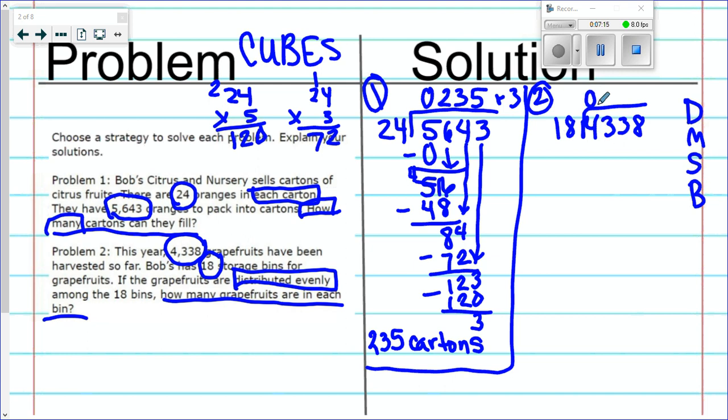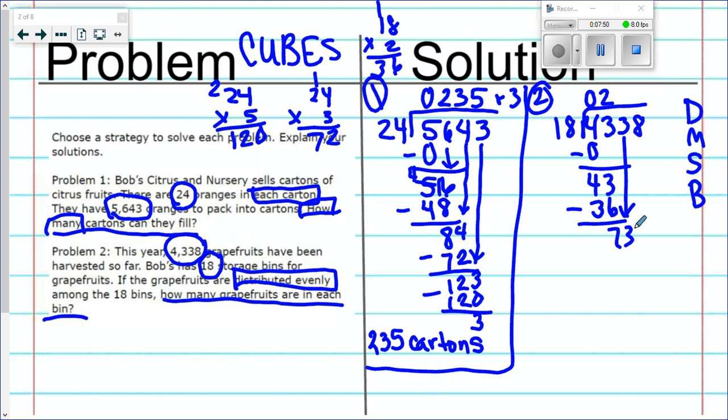18 will go into 4 0 times. Going to subtract and bring down. 18 will go into 43 2 times, and if you needed to do that work, you could do that. 18 times 2 is going to give us 36. Going to subtract, and once again, bring down.